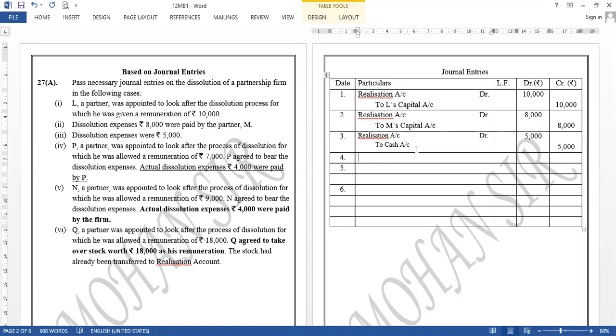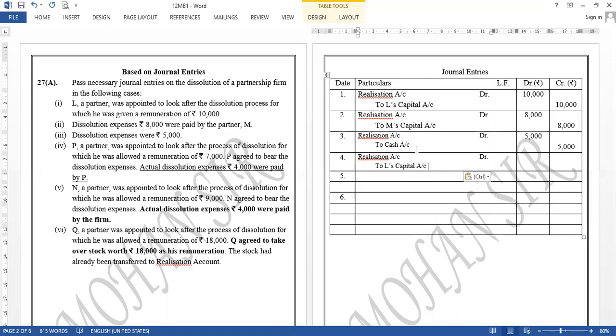Okay, next 4. P, a partner, was appointed to look after the process of dissolution, for which he was allowed a remuneration of rupees 7,000. P agreed to bear the dissolution expenses, and the actual dissolution expenses were 4,000, and they were paid by P. As a firm, realization to P's capital. ठीक है? Okay, तो ये तो entry आना ही आना है. Amount 7,000. Okay, 7,000 is right.